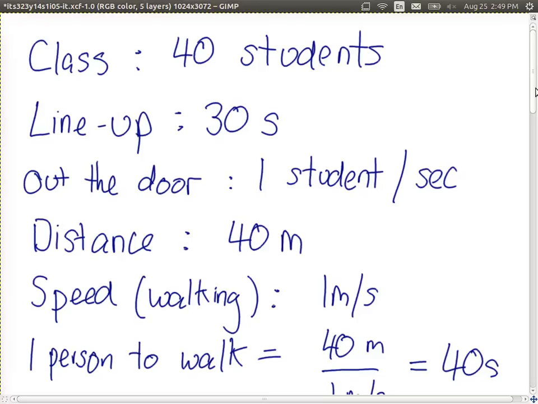So let's say you're all seated now. It takes 30 seconds to form a line. Then we start going out the door, one at a time. So another 40 seconds to get everyone out. So the question is, if I start lining you up now, how long until you're all in the other room? 30 seconds to line up. Then you start going out the door. As the first person goes out the door, they start walking, and 1 second later, the next person goes out the door. How long until everyone's in the second room?